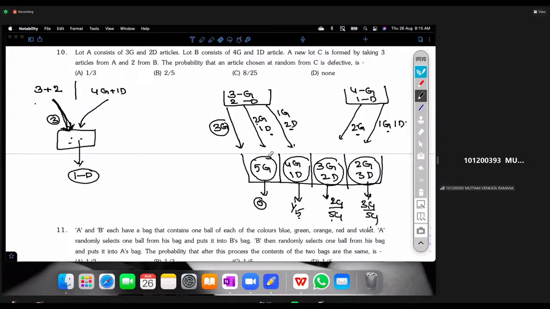But for coming to this one, there is a respective probability as well. So to reach this one, what happened? This and this. So what is the chance of this one into this one? You need to write.